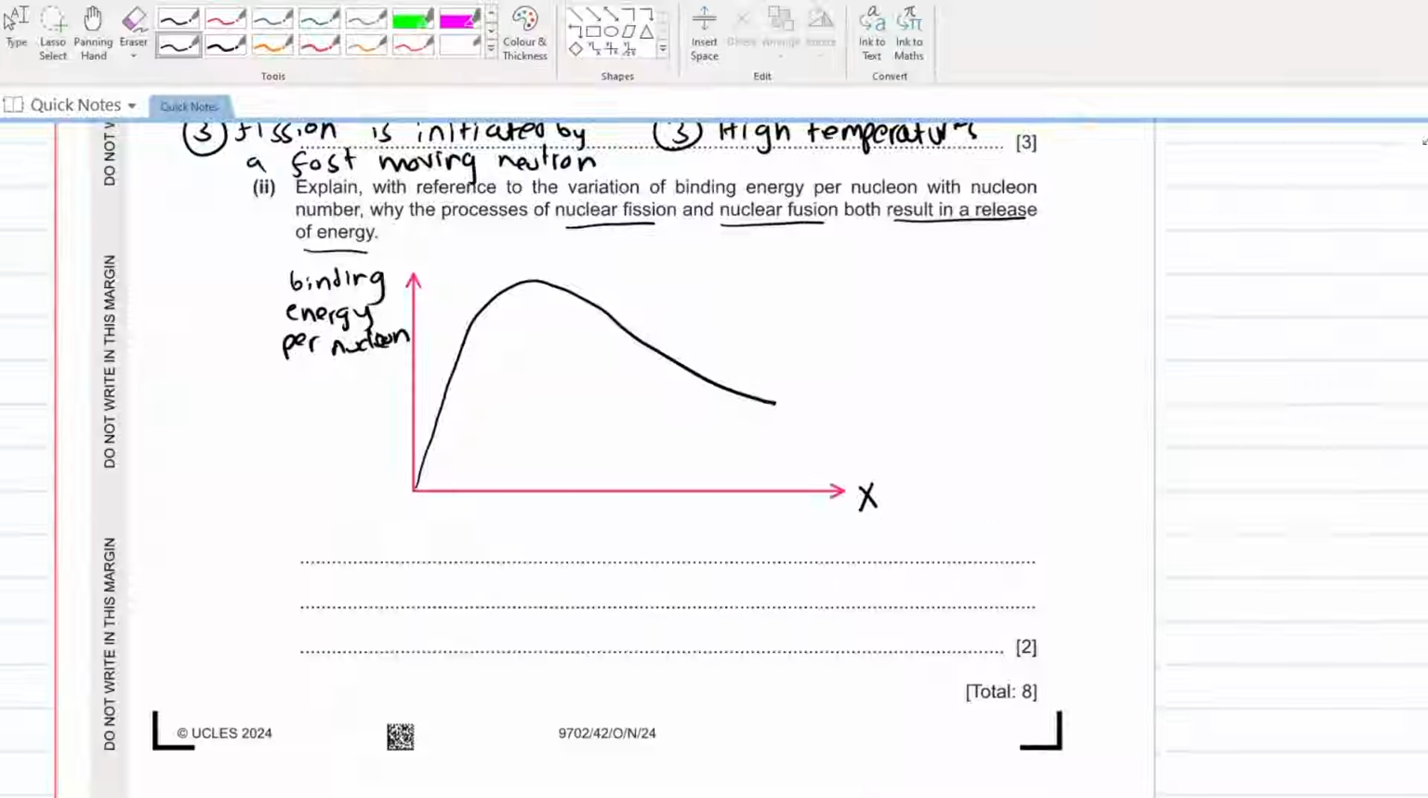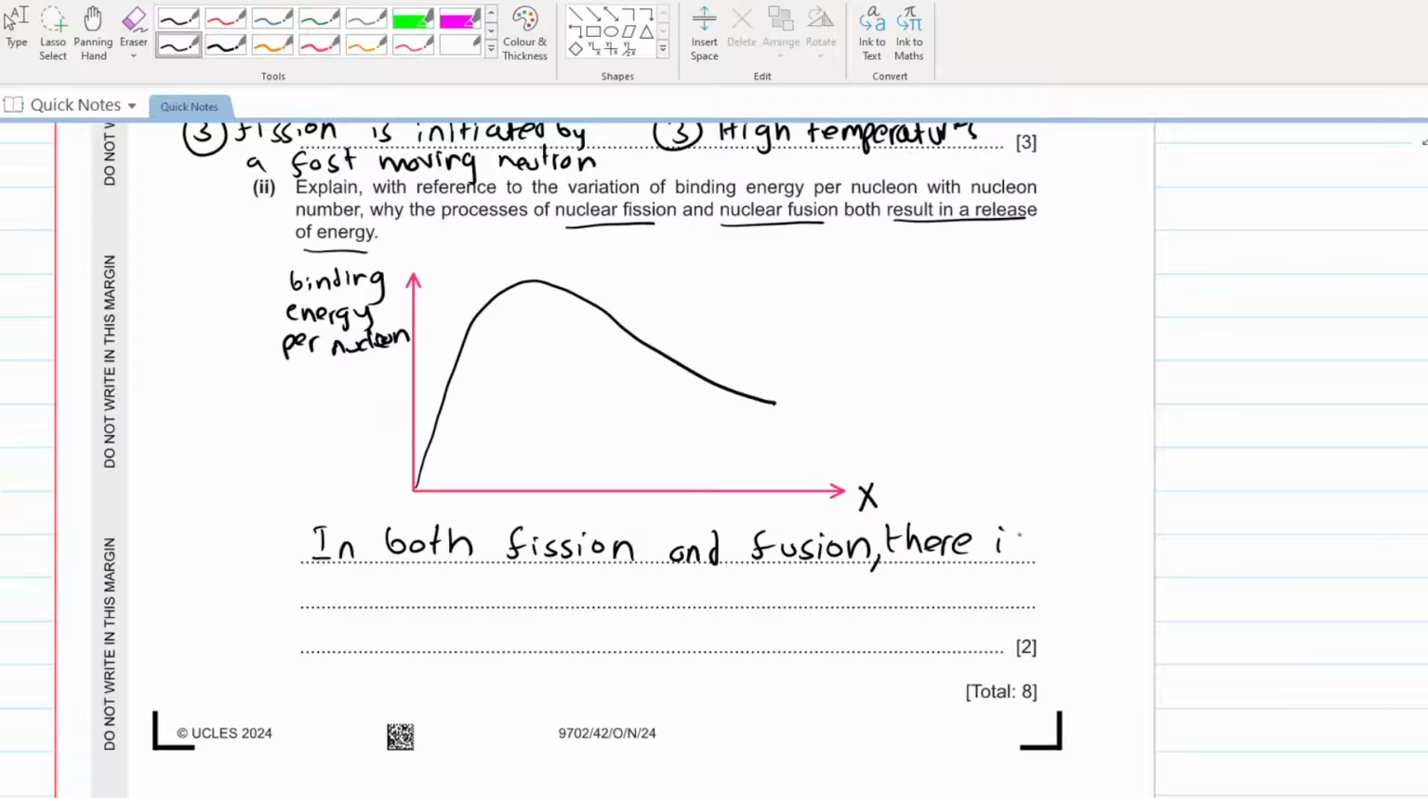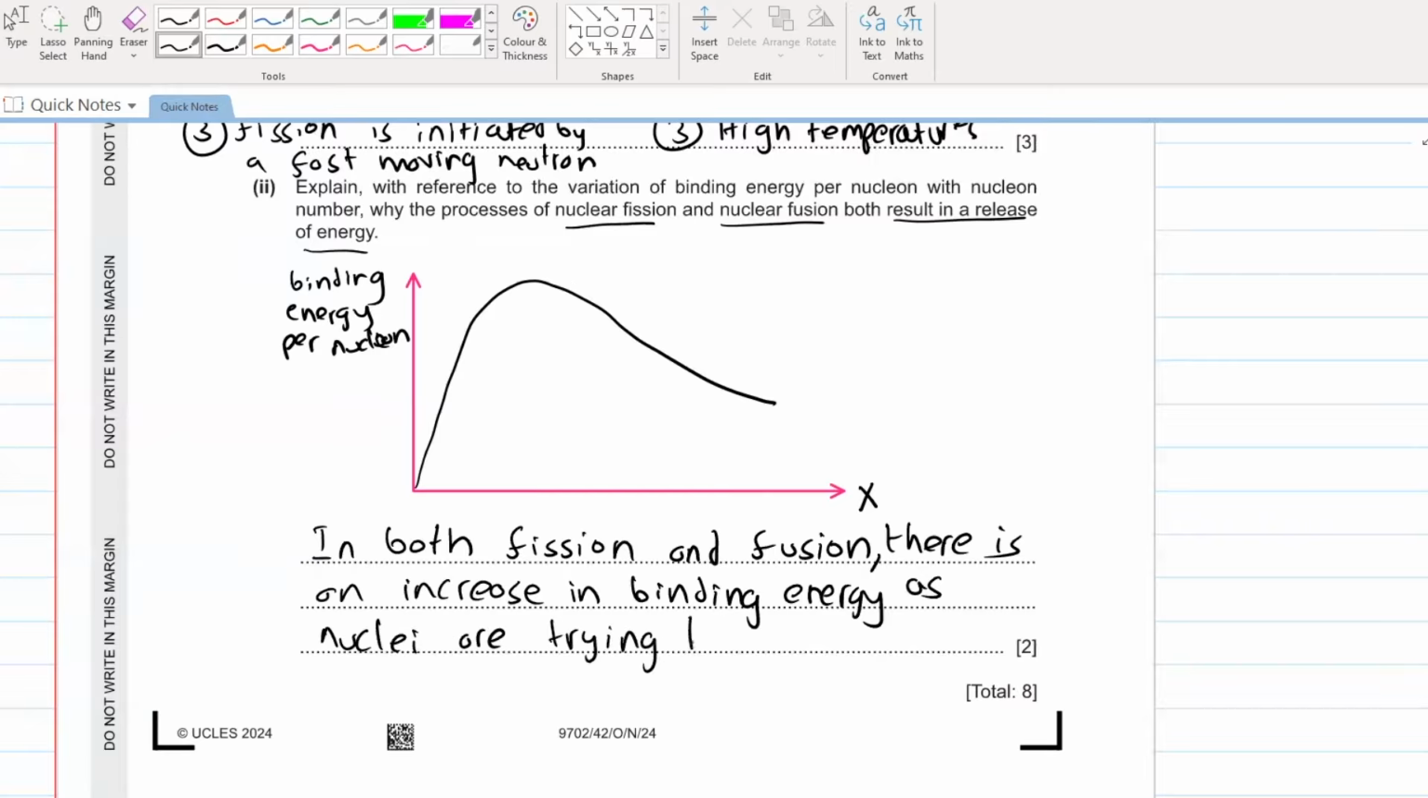Now, in both fission and fusion, there is an increase in binding energy, as nuclei are trying to reach higher binding energy per nucleon.